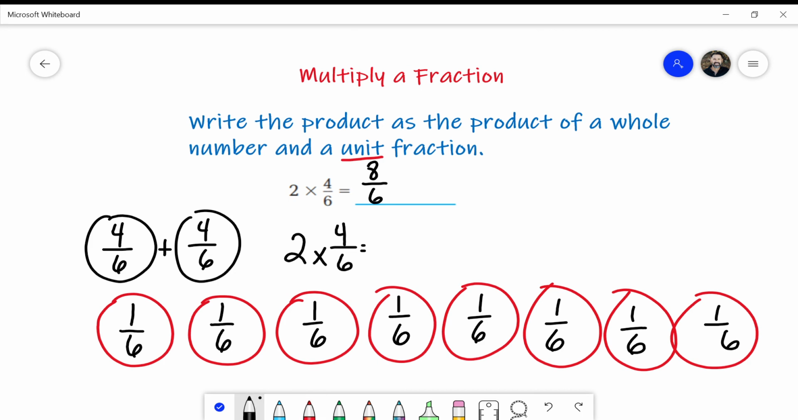So if I'm putting my answer, 2 times 4/6 equals, well, I have 8 groups with the same fraction in it: 8 times 1/6. Well, that equals 8/6, right? But so does 2 times 4/6. They both equal the same amount. We're just breaking apart the fractions into different pieces is what we're doing.